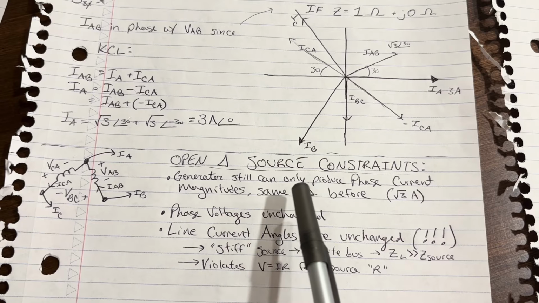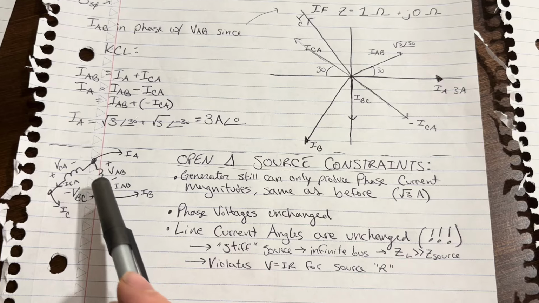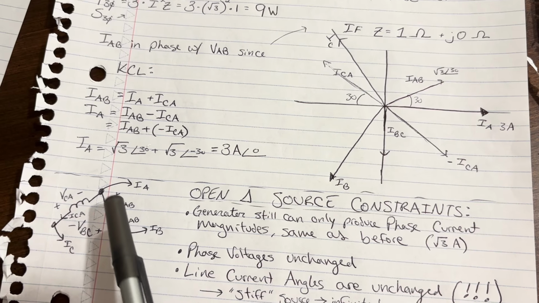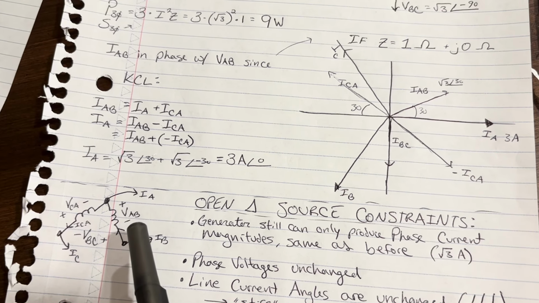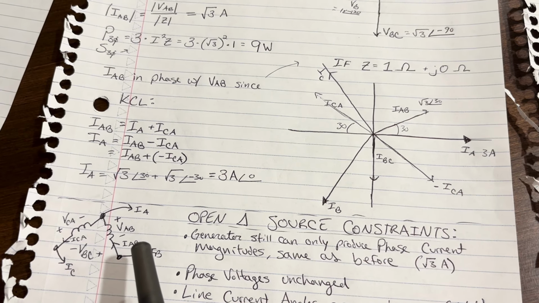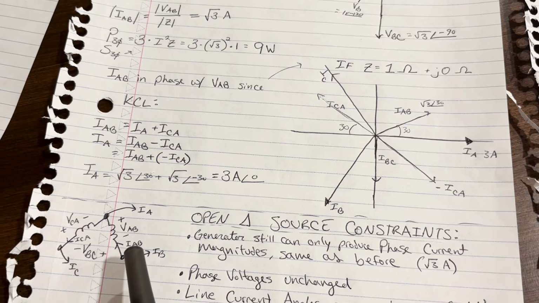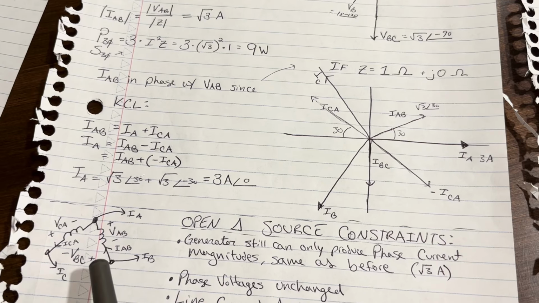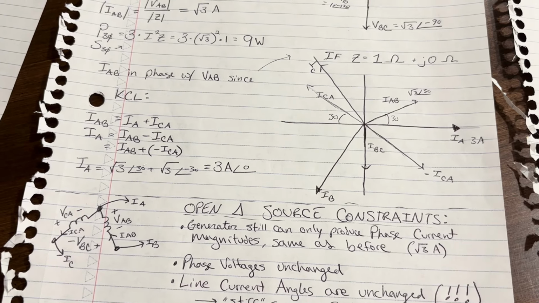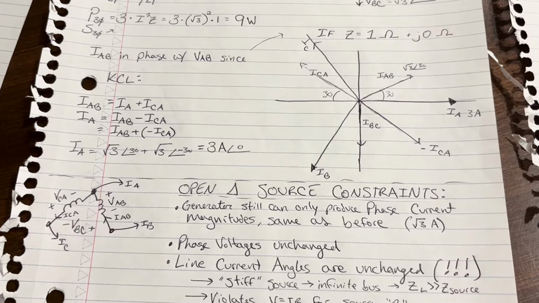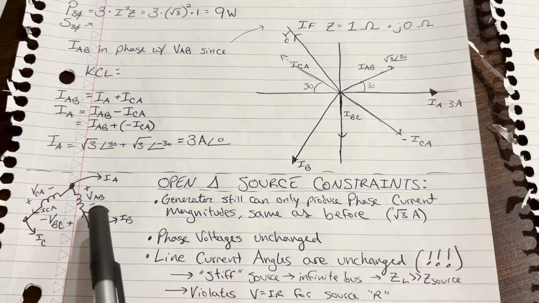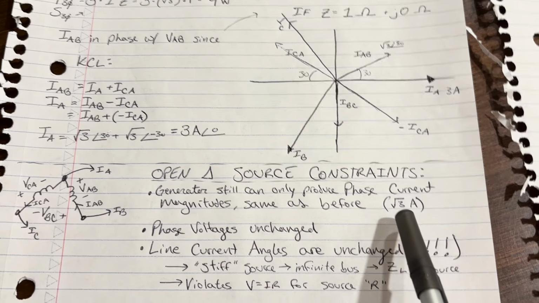The generator can still only produce whatever phase current it was producing before, meaning we were operating with all of these windings fully loaded. If that doesn't make any sense, think about a motor. The motor can only handle a certain number of amps through each winding. If you lose a phase in this case and you want to have the same power, you can't go over the current rating of your phases as before. So basically you're locked into the magnitude of your phase current as root 3 amps in this case.